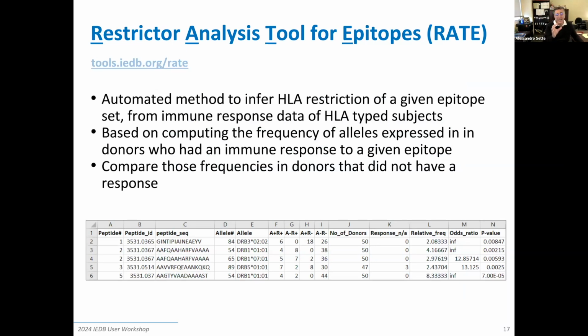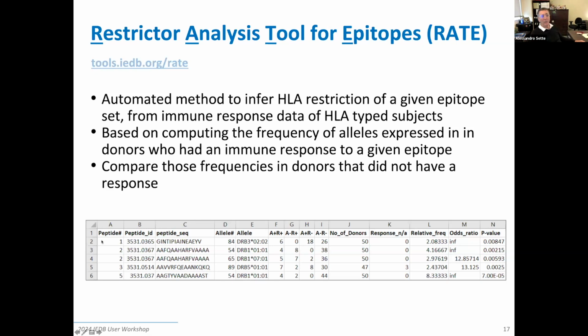Essentially, the question we're asking here is whether the reactivity to one particular peptide or set of peptides is associated with the presence or absence of particular HLA types. This can give you a hint, in parallel with the binding capacity, of which particular HLA molecules may actually be the restriction elements for that particular peptide. And so this is an example of this output.